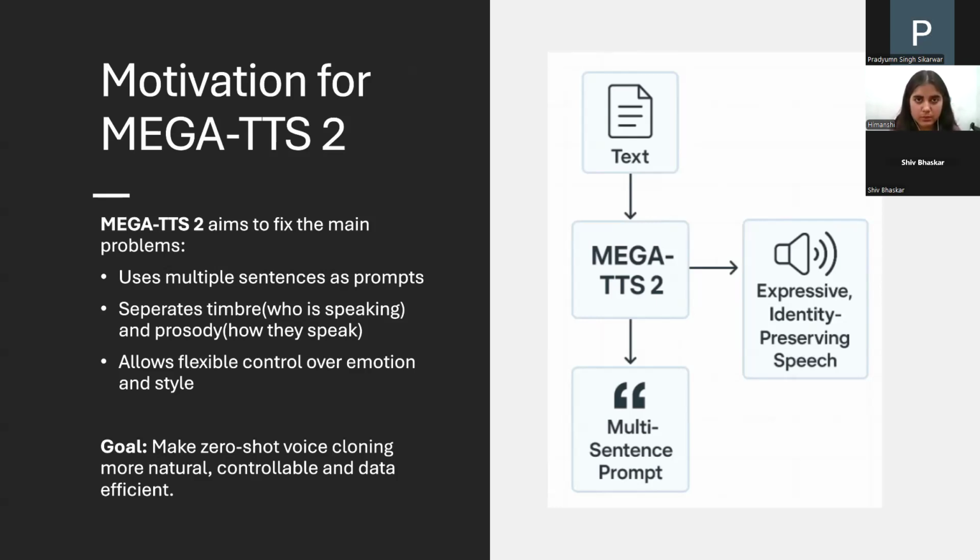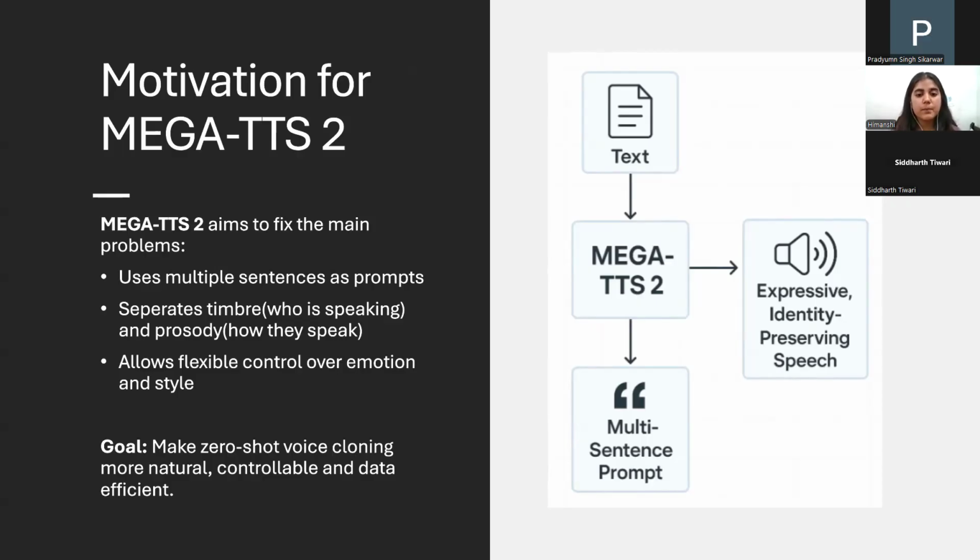But here is a problem. Even though we copy a voice, it still doesn't sound truly human. It often sounds a little robotic or dull. What's the reason behind this? Most systems only use one sentence to learn how a person talks, and let's be honest, one sentence is not enough to understand someone's full voice, their tone, their personality. Also, the system can't really tell the difference between timbre and prosody. So, what are timbre and prosody? Let me explain.